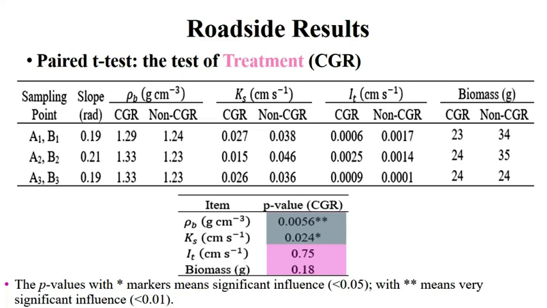Yeah. But you could then test the hypothesis that the biomass had an effect on the saturated hydraulic conductivity or the bulk density. Control for that, and then look at the impact of the CGR on the control variable. It would be like an analysis of covariance. Okay. Might be something. That's a good suggestion.